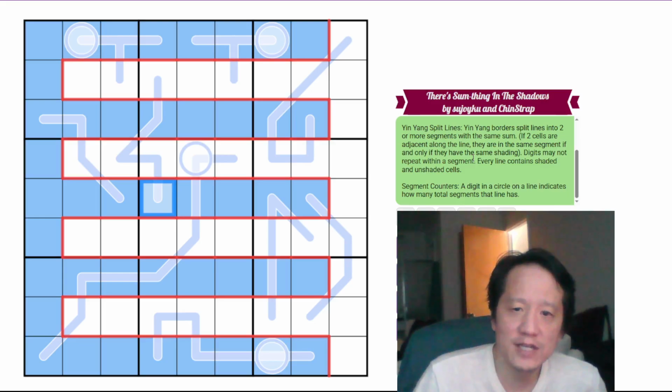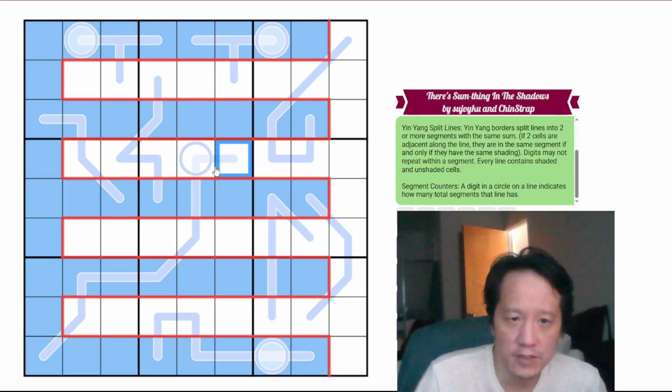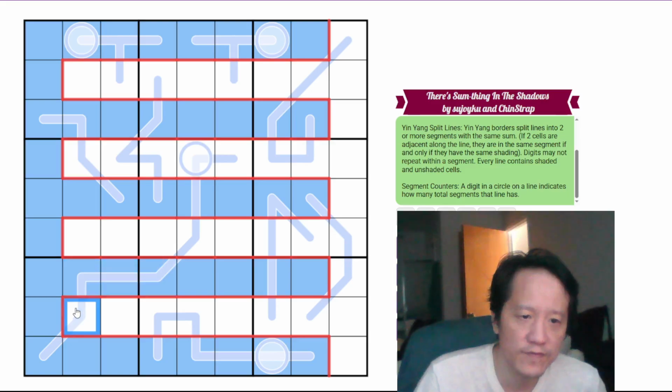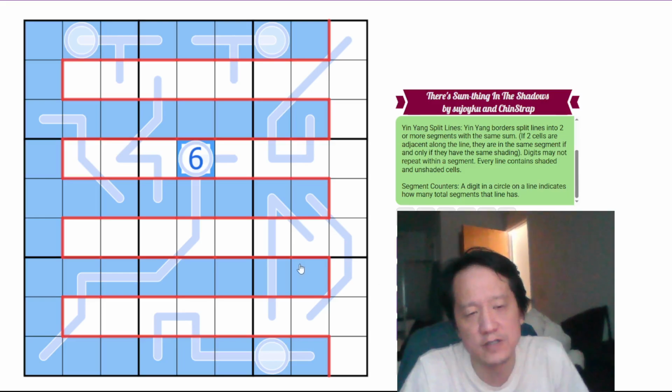Also, we have segment counters, where a digit in a circle on a line indicates how many total segments that line has. So, for example, let's look at this one. This would have 1, 2, 3, 4, 5, 6 segments. So this would then be a 6, right?